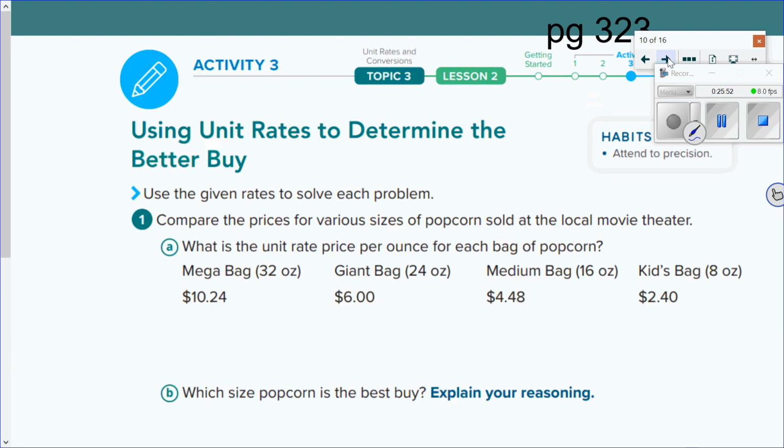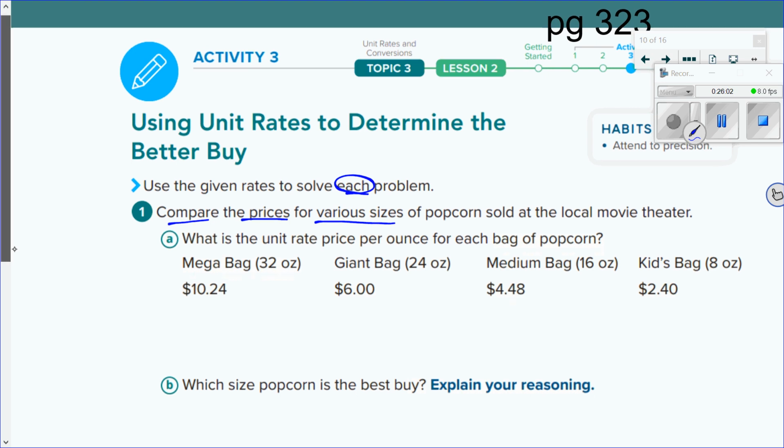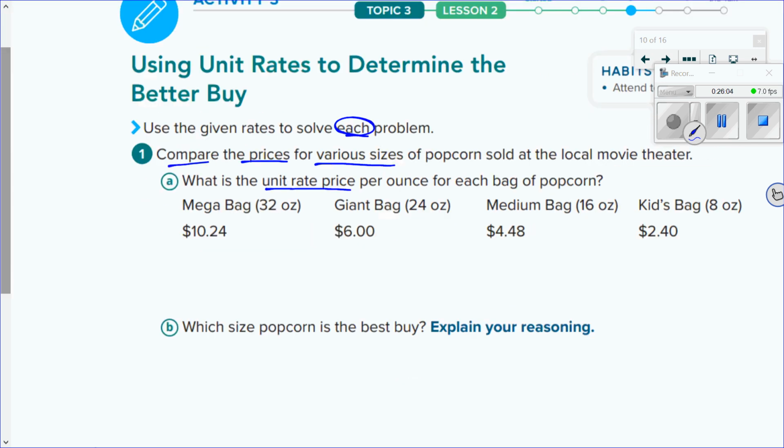Okay, let's go to 323. We're only going to do a few of these. So use the given rates to solve each problem. Compare the prices for various sizes of popcorn sold at the local movie theater. What is the unit rate price per ounce for each bag of popcorn? So which one do I need to get to 1? The price or the bags? The bags, or the ounces, okay?